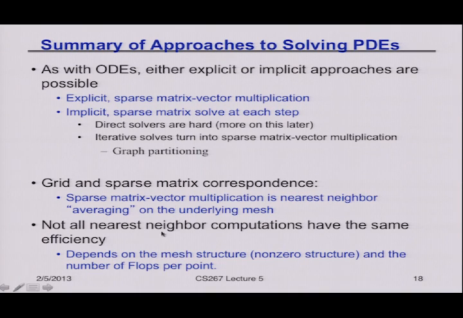And not every computation where I'm just talking to my nearest neighbors has the same efficiency. That was the example on the last slide. Multigrid ran at a tiny fraction of the speed of Jacobi, even though they were just averaging with their nearest neighbors. What really made the difference is the convergence rate.